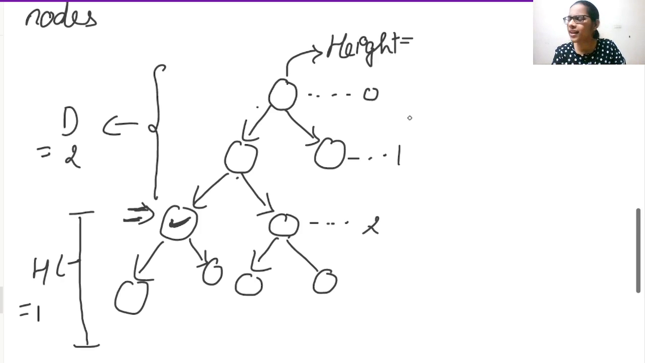Please pause the video and calculate the height and write in the comment section below what will be the height. Okay, so I assume that you have paused the video.